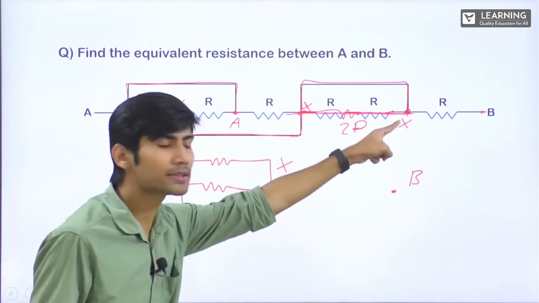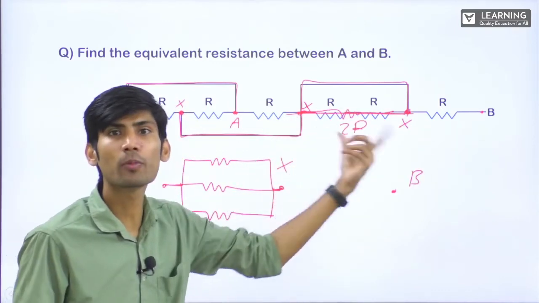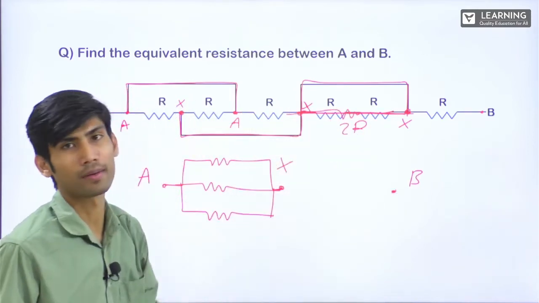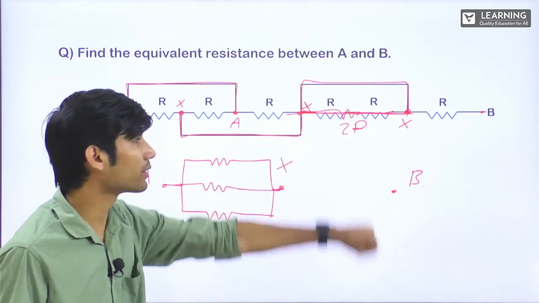But these 2 points are at same potential, X and X. There is no potential drop. That means the current is not going there. I can remove this wire. Clear? I can remove this wire.